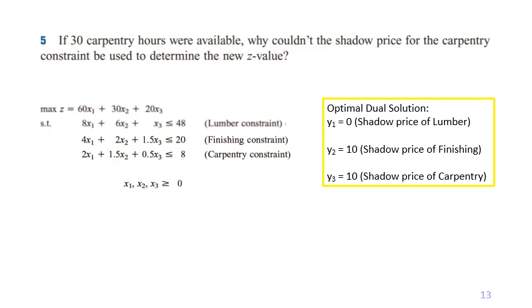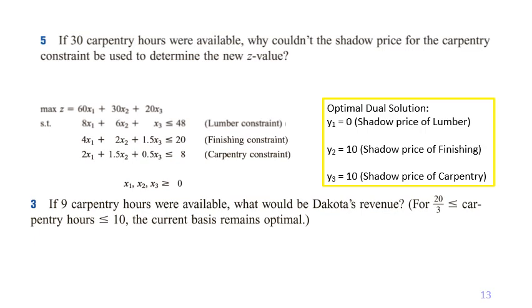Now the fifth question says, if 30 carpentry hours were available, why couldn't the shadow price for the carpentry constraint be used to determine the new Z value? Well, if we look at the third question, it says that the carpentry hours must be between 20 over 3 up to 10 such that the current basis remains optimal. Remember, if the current basis remains optimal, then we may use this set of shadow prices.